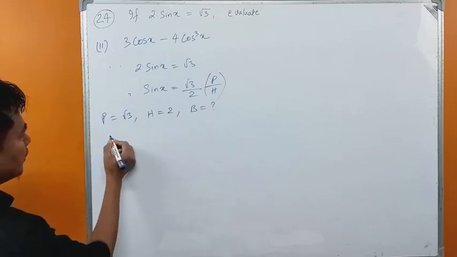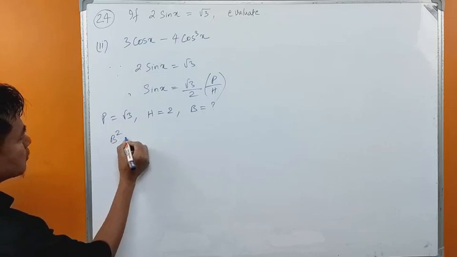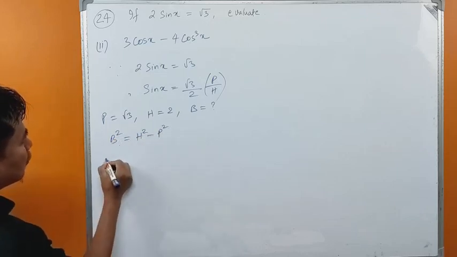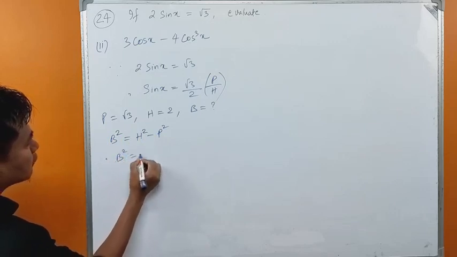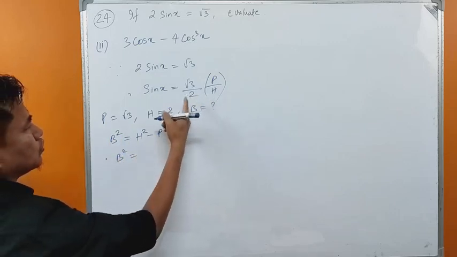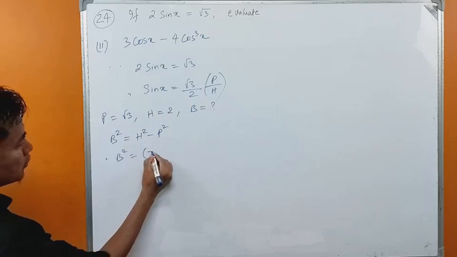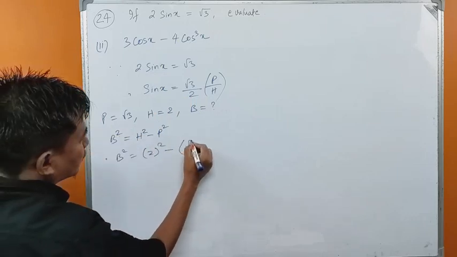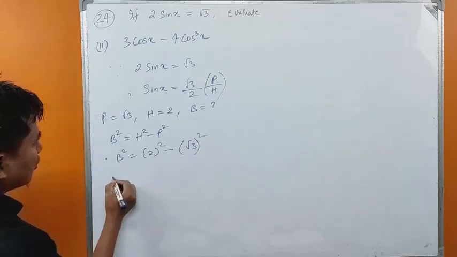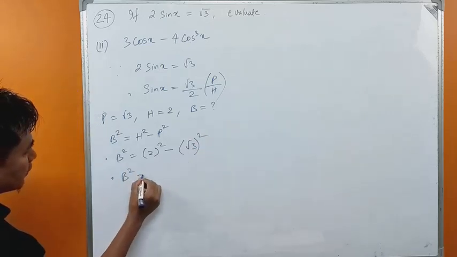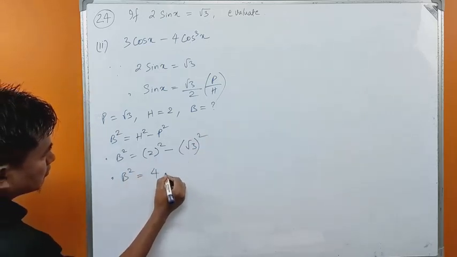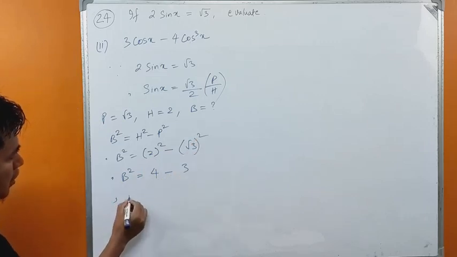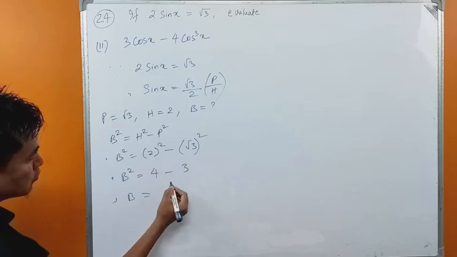Okay, applying Pythagoras theorem, b square equals h square minus p square. H is 2, so 2 square, minus what is p? P is root 3, root 3 squared. So b squared equals 2 squared, which is 4, minus root 3 squared, which is 3. Root 3 into root 3 is 3. b squared equals 4 minus 3, which is 1.